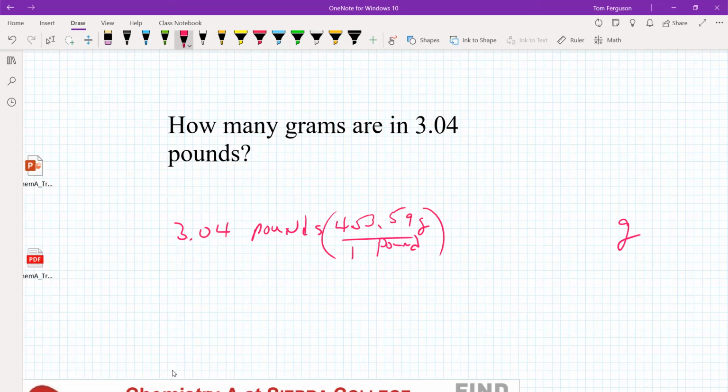All right. So how many sig figs is 304? And 453.59, that's five. So the answer is going to be 3 sig figs. Remember, it's always the least amount.